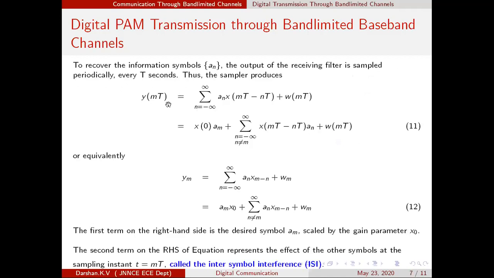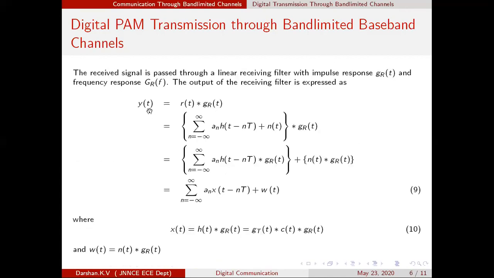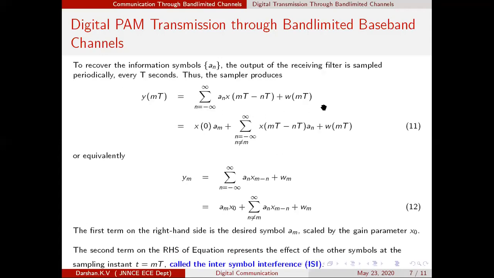It is very simple. Wherever t is there, you substitute with mT. Over here, you need to write the sampled equation, right? So wherever t is there, you substitute with mT. So y of mT equals summation of an times x of mT minus nT plus w of mT. So this is the expression for the sampled value at the output of the receiver filter.